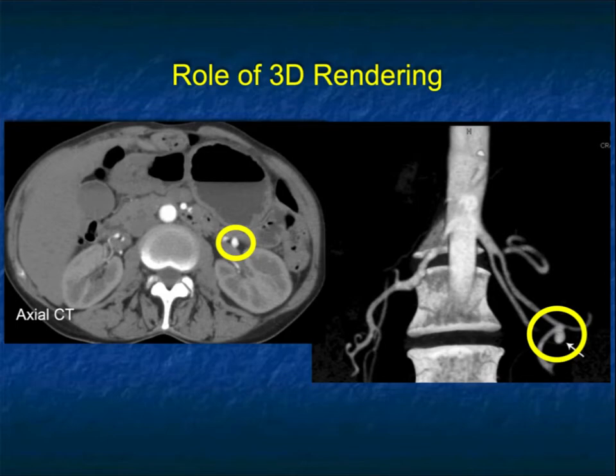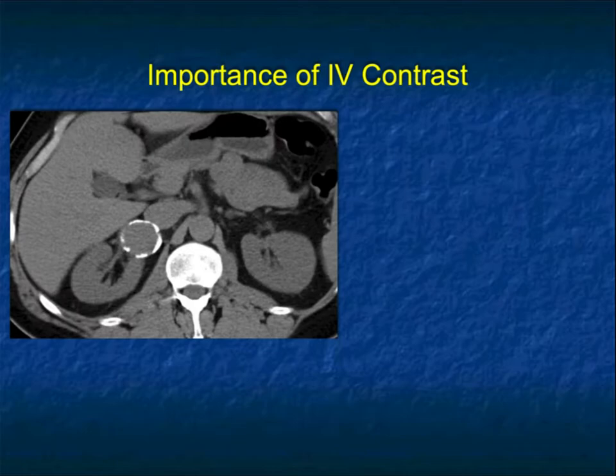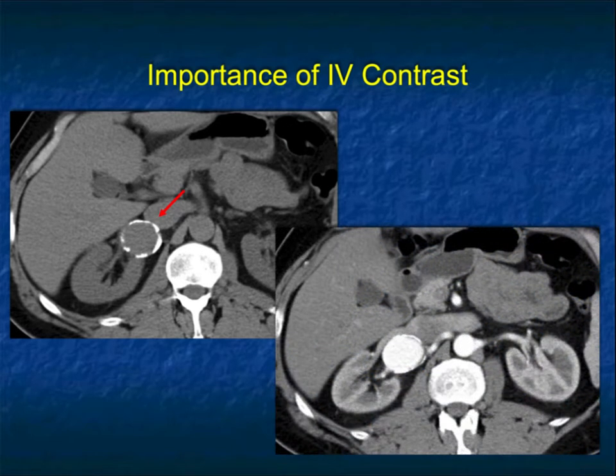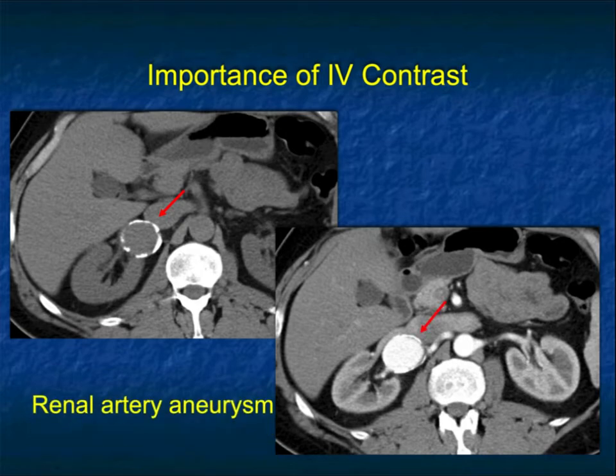Some examples. Here's a nice example of a patient's 3D rendering showing you on the volume rendering the aneurysm of the left renal artery. Here's the importance of IV contrast, where you see rim calcification. It's like a ring, so you're thinking it's renal artery aneurysm. There it is, very nicely shown. A really good example of a renal artery aneurysm with calcification.